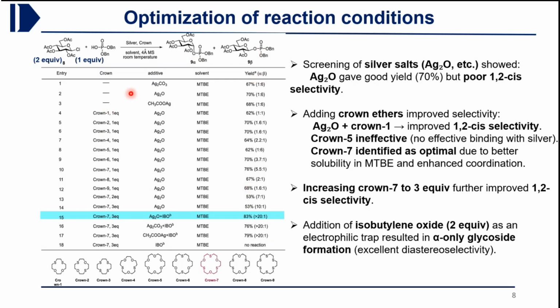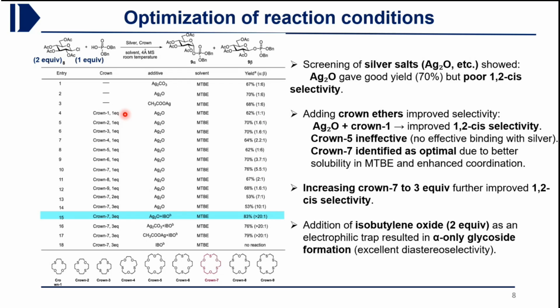They started by screening the silver salts: silver carbonate, silver oxide, and silver acetate in the same solvent. They get 67, 70 and 68% yield, which are good yields, but the selectivity is beta as the major, about 1 to 6. Then they tried crown 1, 2, 3, 4, 5, 6 up to 9. You can see the structures of crown 1, 2, 3 in the last slides. With crown 1, alpha to beta is 1 to 1.